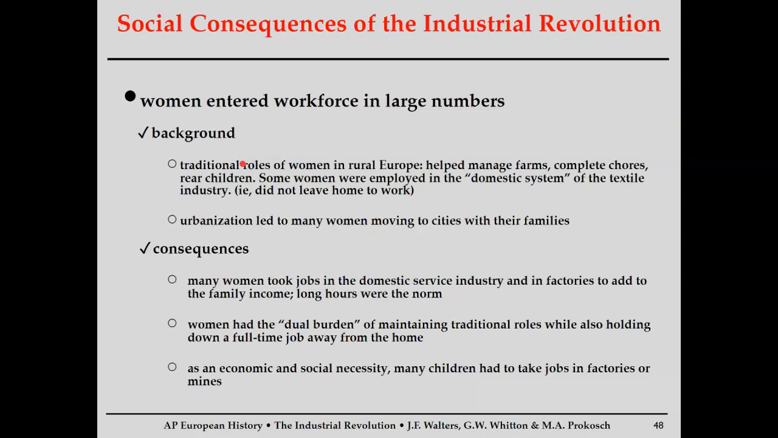All right, women: star, circle, underline them. You've got to know their connection and their role in the Industrial Revolution, so we know the context.